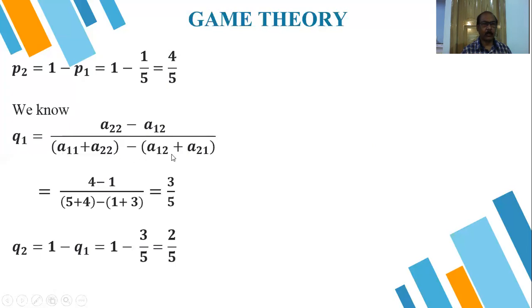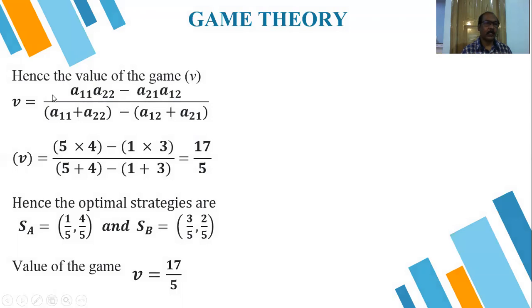And for finding the value of the game, the denominator is 5 and for the numerator we have to check the value of the determinant of the pair of matrix. V is equal to A11, A22 minus A21, A12. By putting the values here we will get 20 minus 3, and the denominator is 5. That means 17 by 5.